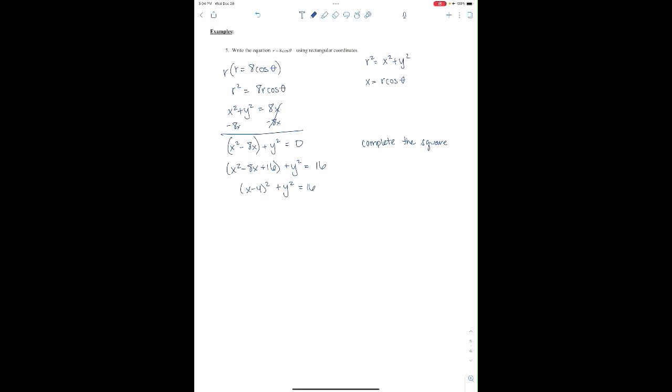And this is the standard form of a circle. So now we have the standard equation of a circle. We have a center of the circle at 4, 0, and a radius of 4. So we're good. We changed it into rectangular coordinates, and we even got it into standard form, and we can recognize it's a circle. That's it for this section. Make sure that you have a really good understanding of what is happening with our polar coordinates versus rectangular coordinates, because this is going to be really important for this section.